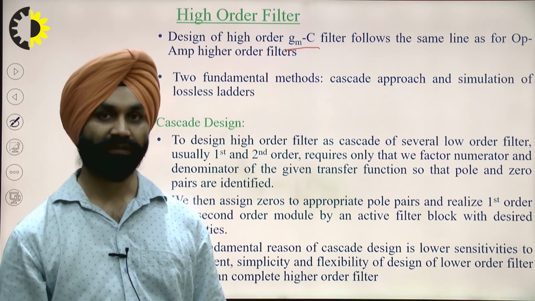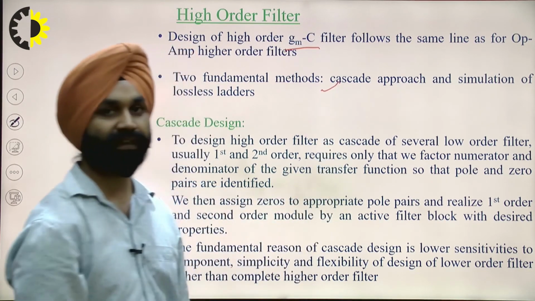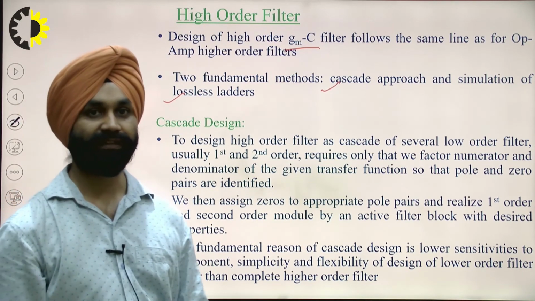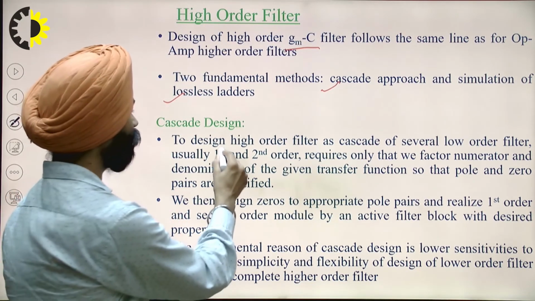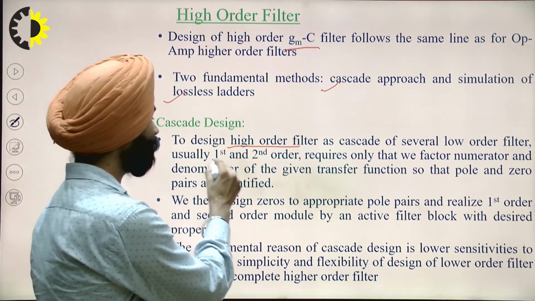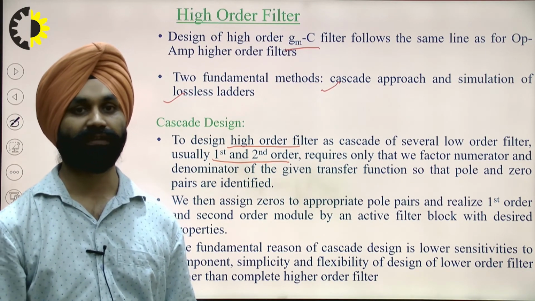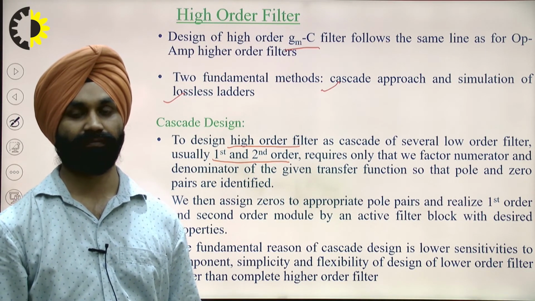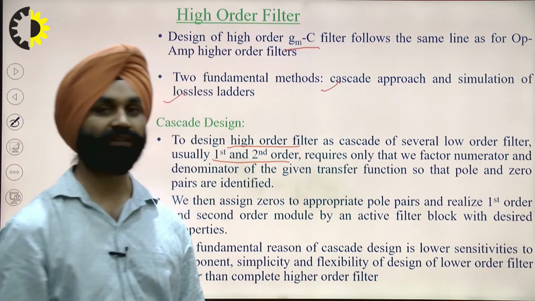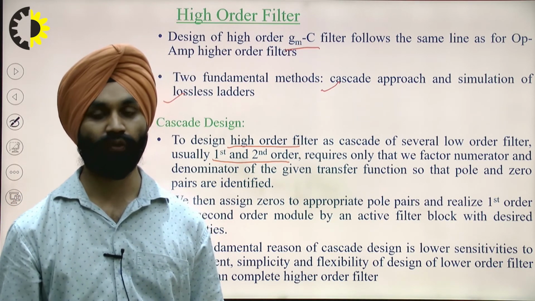Now, if we take the two approaches, one is the cascade approach and second is the lossless ladder approach. In cascade design, to design a higher order filter, several low pass filters, generally first and second order filters, are taken and then they are cascaded. The two factors, numerator and denominator, will give the zeros and poles which will give the required Q and omega C.